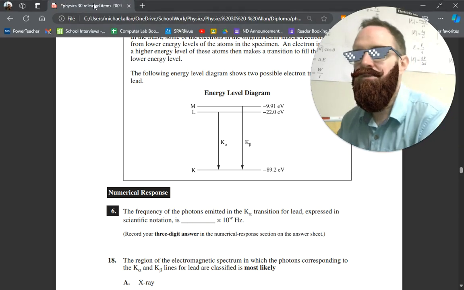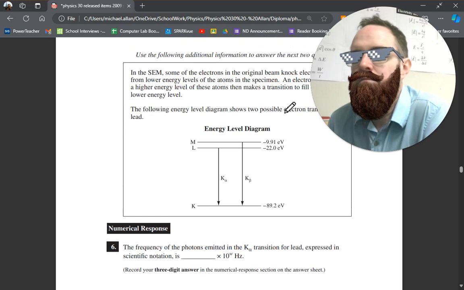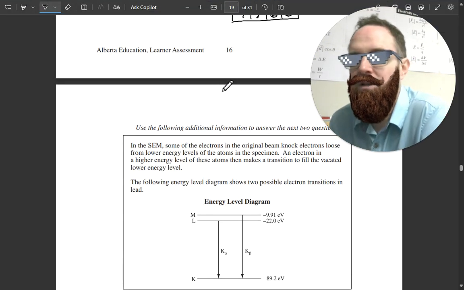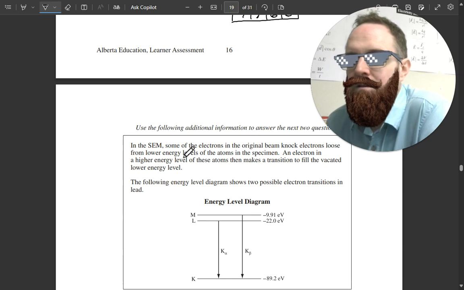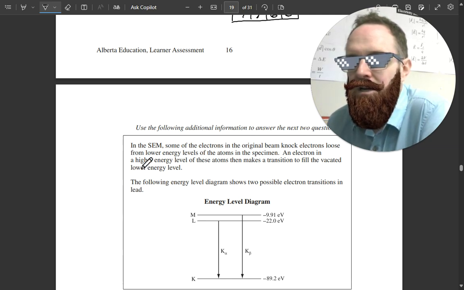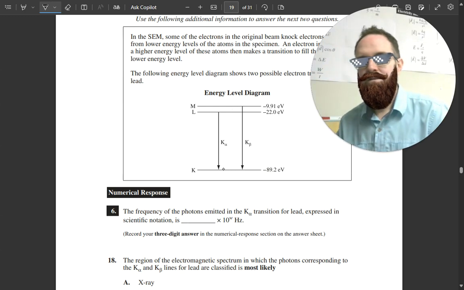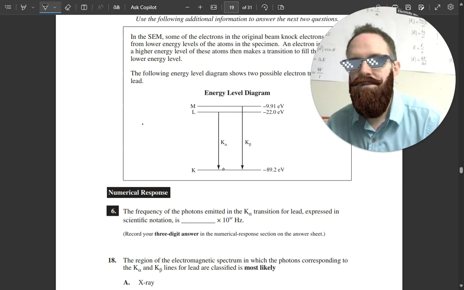Some of those electrons in the original beam. Oh, there you go. The original beam knocks loose electrons from the lower energy. An electron from a higher energy will make a transition to fill that vacated spot, so they'll drop down. The following energies are two possible transitions. So we want to know what Ka is. So to find out what Ka is, we have to know what is the change of energy.